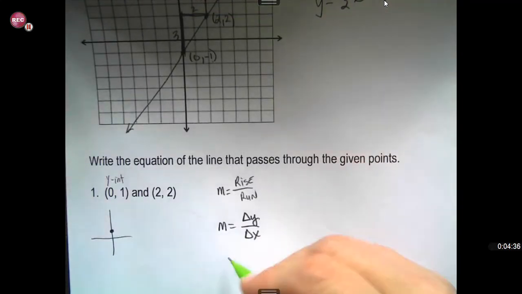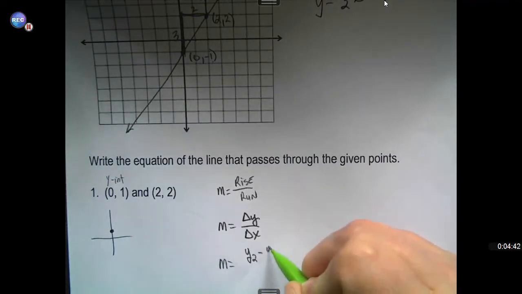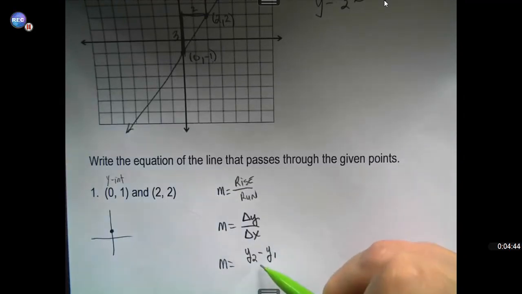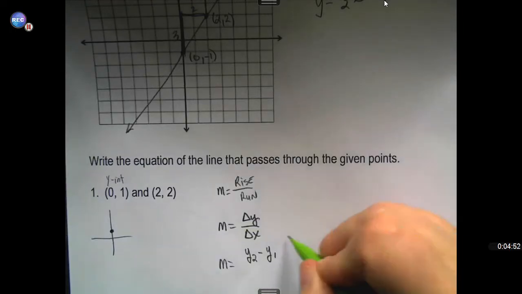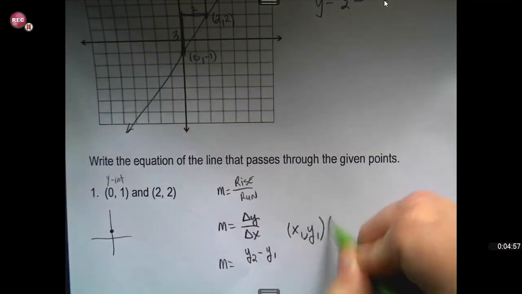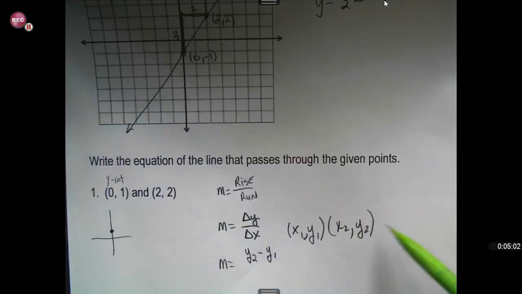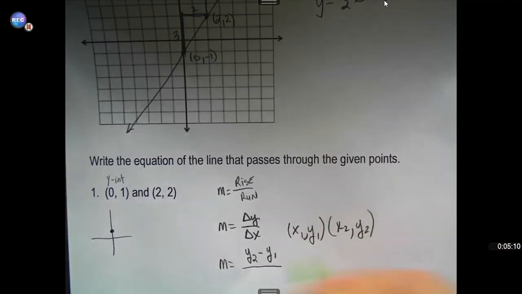The way we describe that is we say we take y sub 2 minus y sub 1, and this is a subscript. It's a subscript telling me that I'm using 2 different y values here. I'm using a y value from the point (x1, y1) and a y value from the point (x2, y2). So I'm taking y minus the other y. That's delta y, the change in y, over x minus the other x.